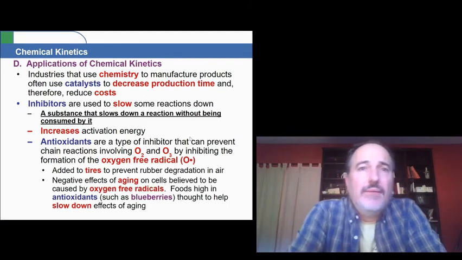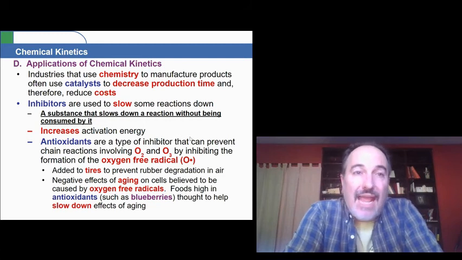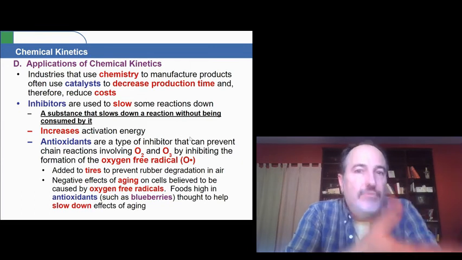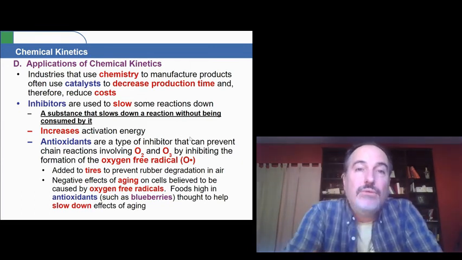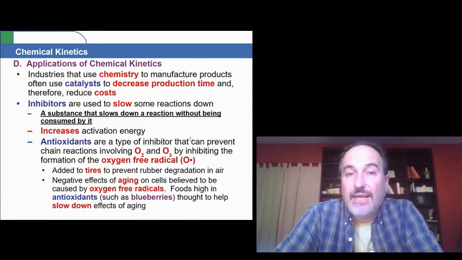Also, the negative effects of aging on cells are believed to be caused by oxygen free radicals. Foods high in antioxidants, which again are inhibitors, such as blueberries, are thought to help slow down the effects of aging. So antioxidants are very, very useful in that regard.